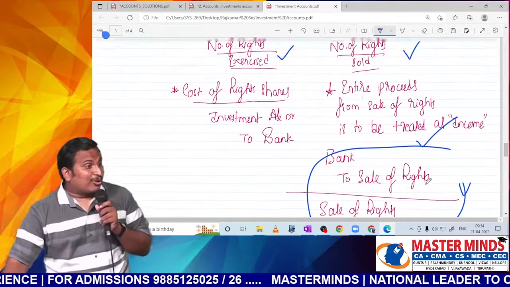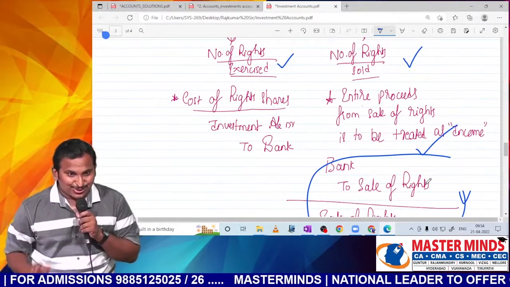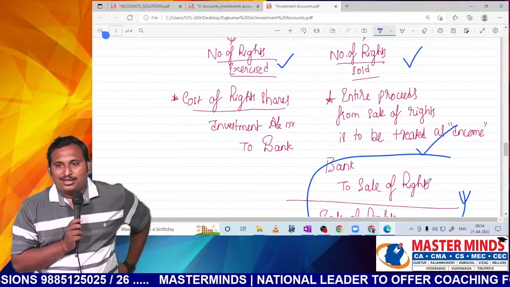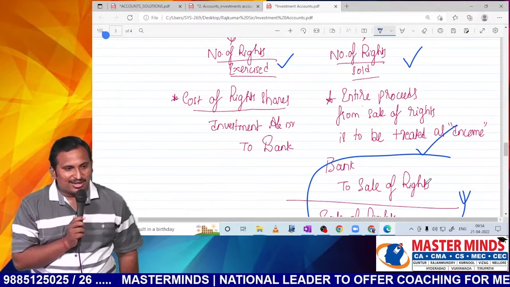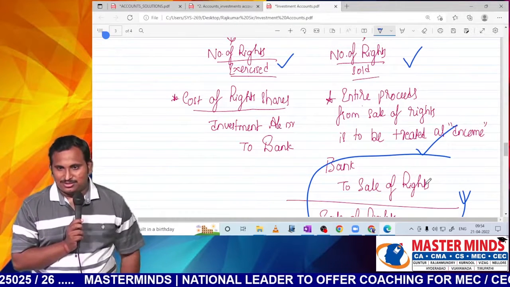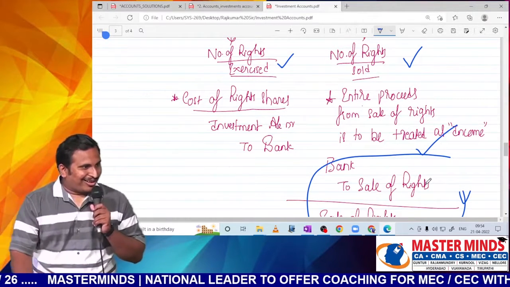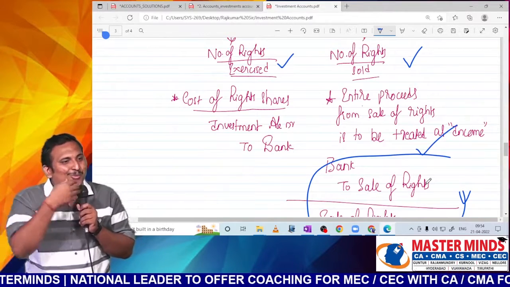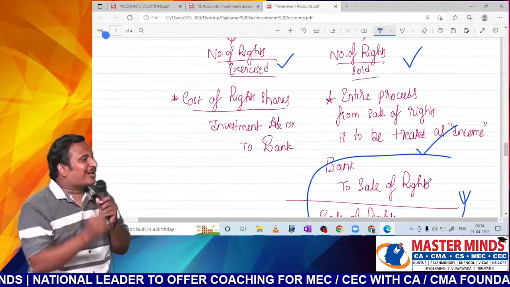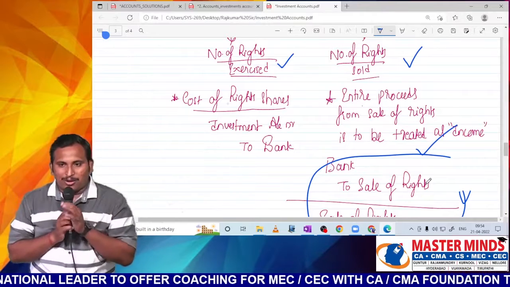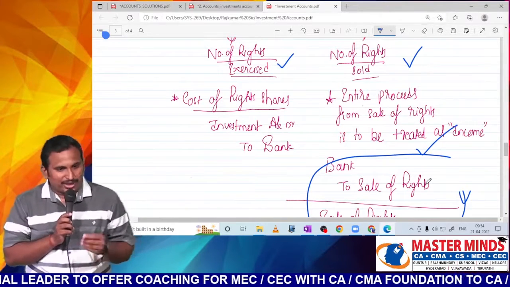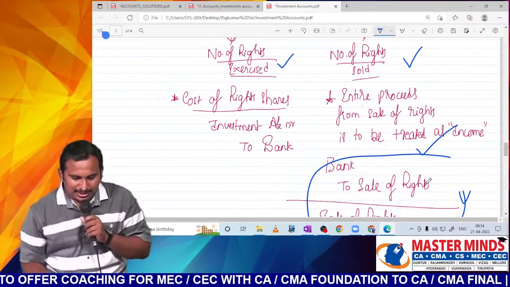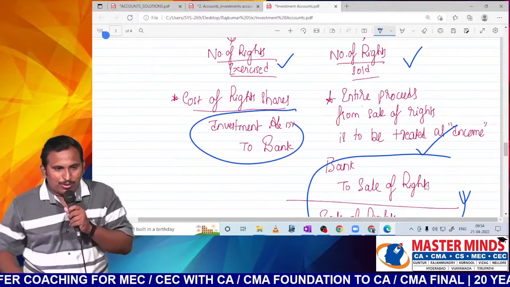Now, what about the rights exercised, sir? Suppose you have exercised some rights. Exercising means what, sir? Simply you will write in the agreement, I am exercising. No, you have to pay some amount. So whatever you pay is nothing but the concessional price you are paying. Entry will be common: investment account at to bank. You are getting some shares but paying at a concessional price.